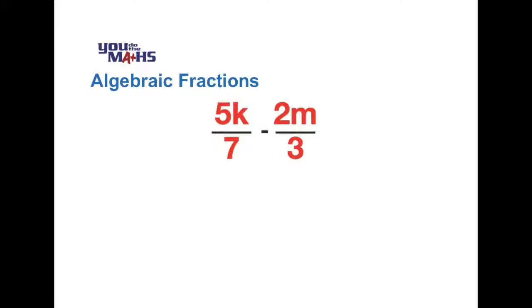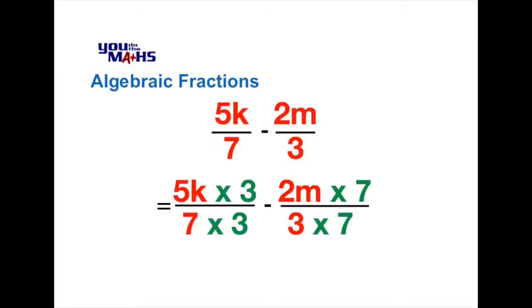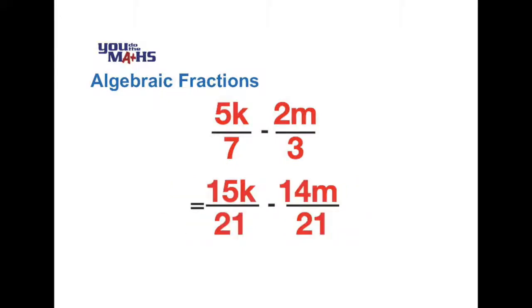In our next example, we have a similar problem, but this time we're subtracting fractions. We have denominators of 7 and 3. And by investigation, we can find that the lowest common multiple of those two numbers is 21. So we need to change the denominator of the first fraction by multiplying by 3. That means the same must occur to the numerator. And on the right-hand fraction, we must multiply the denominator by 7. So again, the same must happen to the numerator. Our resulting fractions are 15k over 21 and 14m over 21.